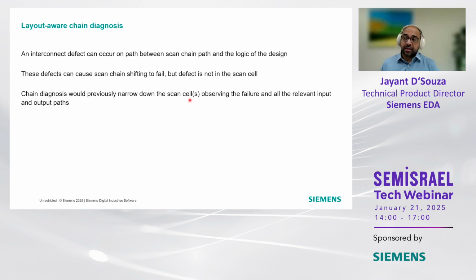The defect is not necessarily in the scan cell. It is in the path between the scan cell and the logic. But chain diagnosis in the past would narrow down the scan cells observing the failure and all the relevant input and output paths. So it would be accurate, just not highly resolved. That is, the area to go and search in PFA was larger.